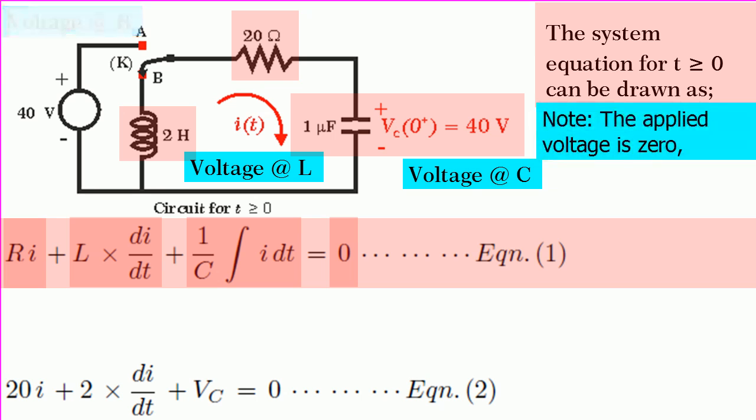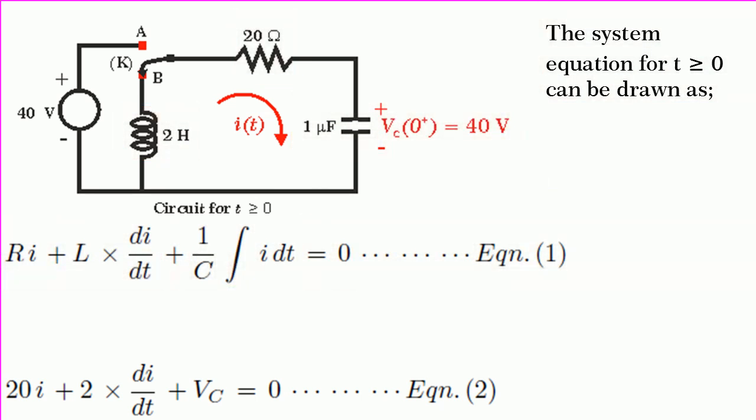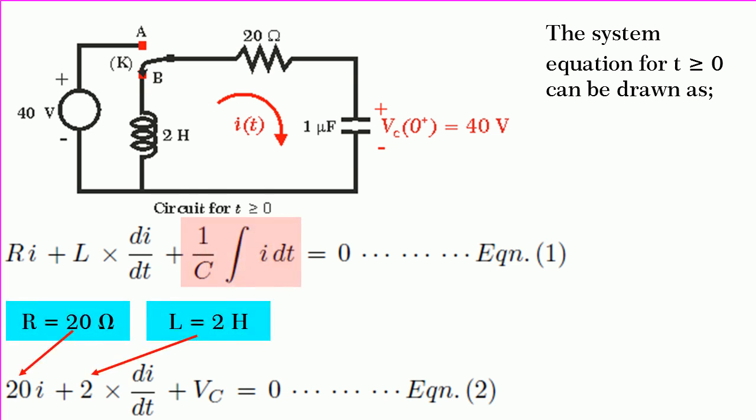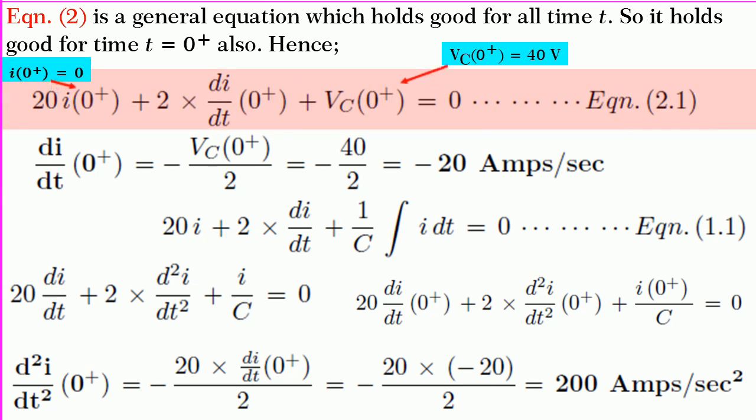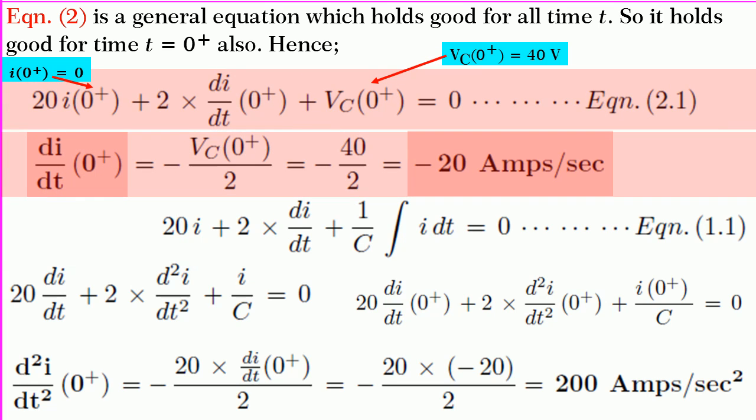Note the applied voltage is 0, but there is initial voltage across the capacitor of 40 volts acting in the polarity shown. Substituting the value of 1/C into integration I dt is equal to Vc, we get equation 2. You see that equation 2 is a general equation which holds good for all time t, so it also holds good for time t equal to 0 plus. So, adding t equal to 0 plus in all the terms, we get equation 2.1. By solving it, we get di/dt at 0 plus is equal to minus 20 amperes per second.